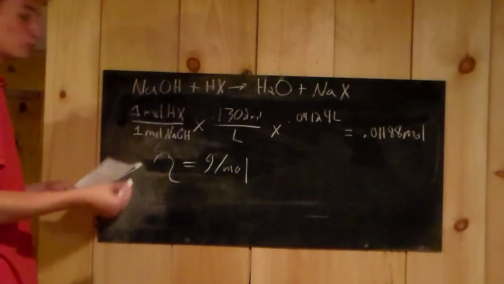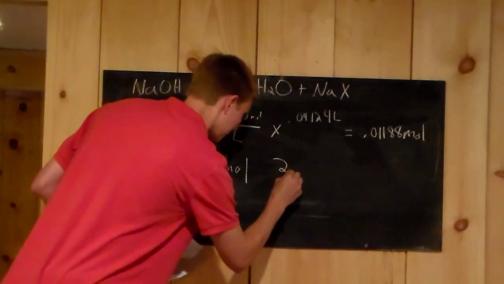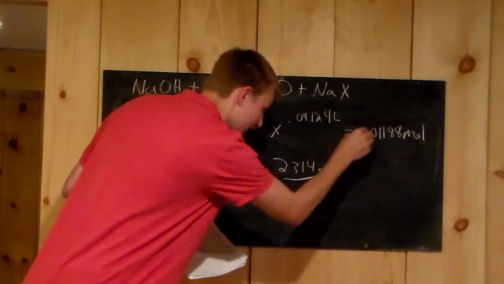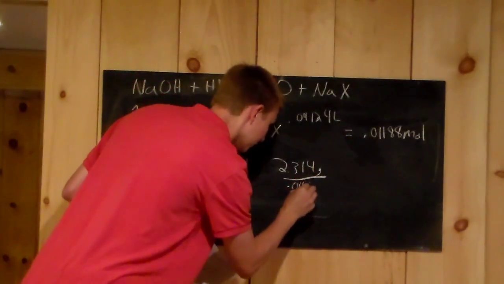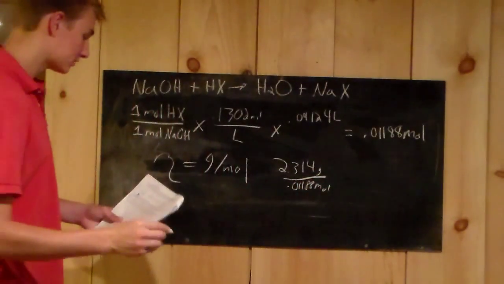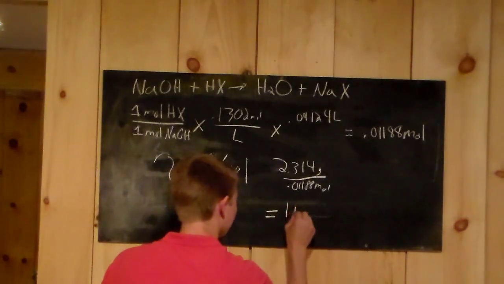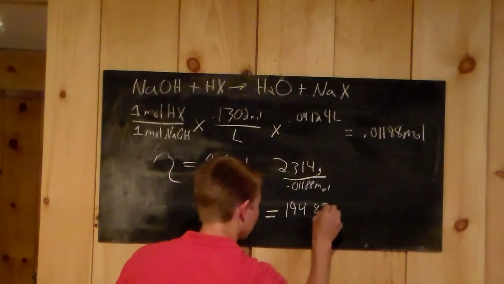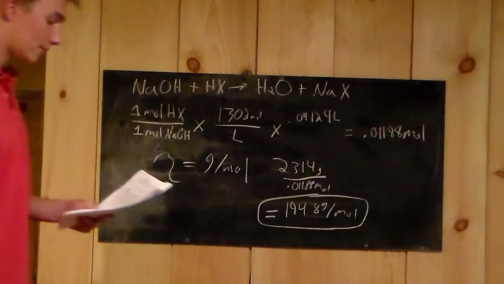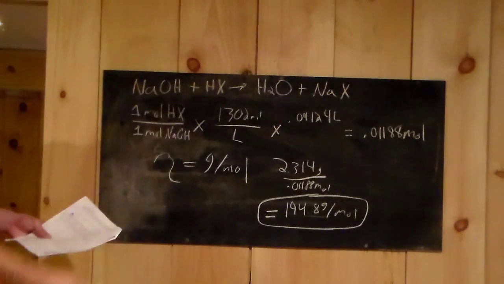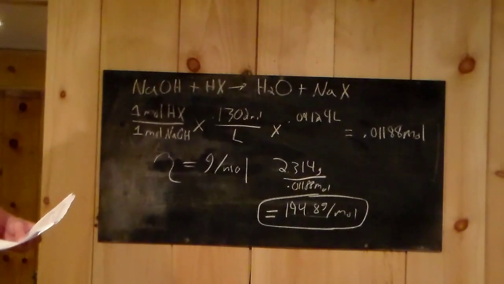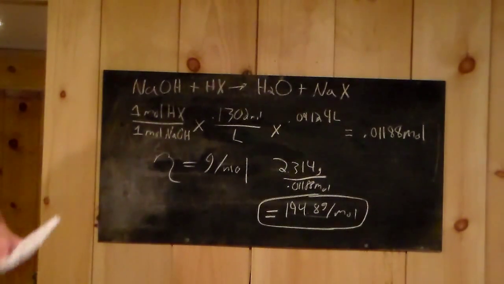You're going to plug in the given 2.314 grams, all over the moles we found. And that gets you an overall answer of 194.8 grams per mole. And that's how you do that problem, recognizing how the acid is balanced 1-to-1 with the sodium hydroxide because it's specified there's 1 acidic hydrogen.